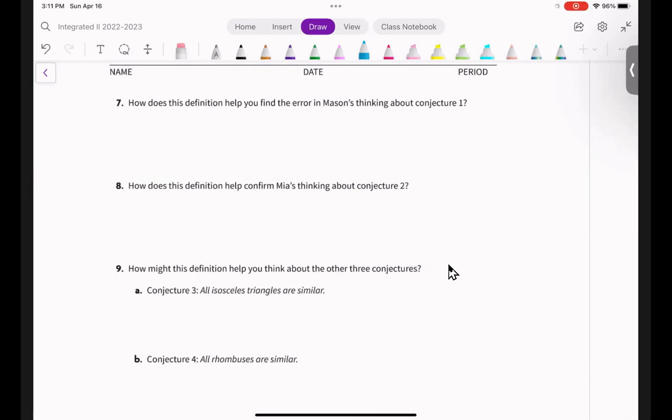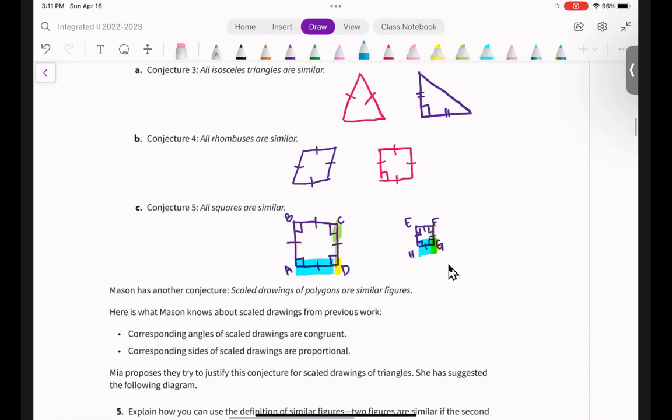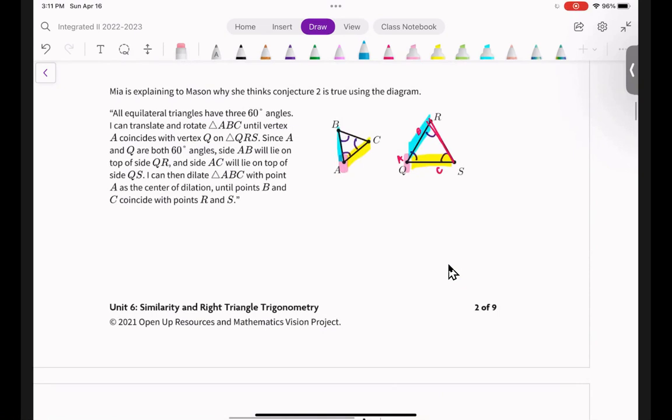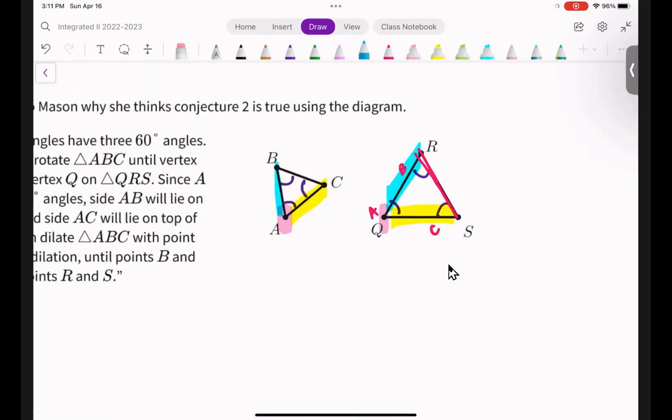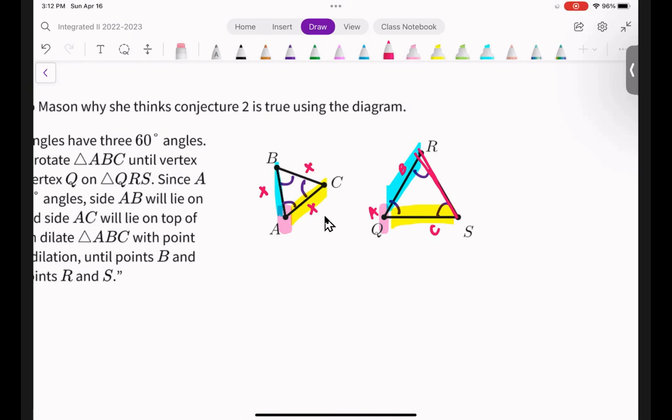So how does this definition help confirm Mia's thinking about conjecture 2? So it helps Mia's because if we think about equilateral triangles, remember the 2 criteria. Number 1, the angles are congruent. Are the corresponding angles congruent for these 2 triangles? And you're like, yes, all the angles are congruent. Okay, good. And then you'd say the sides. Okay, but one of the things you know about an equilateral triangle is these sides are all the same. So I'm just going to pretend that this is X, right? And this is some other number Y.